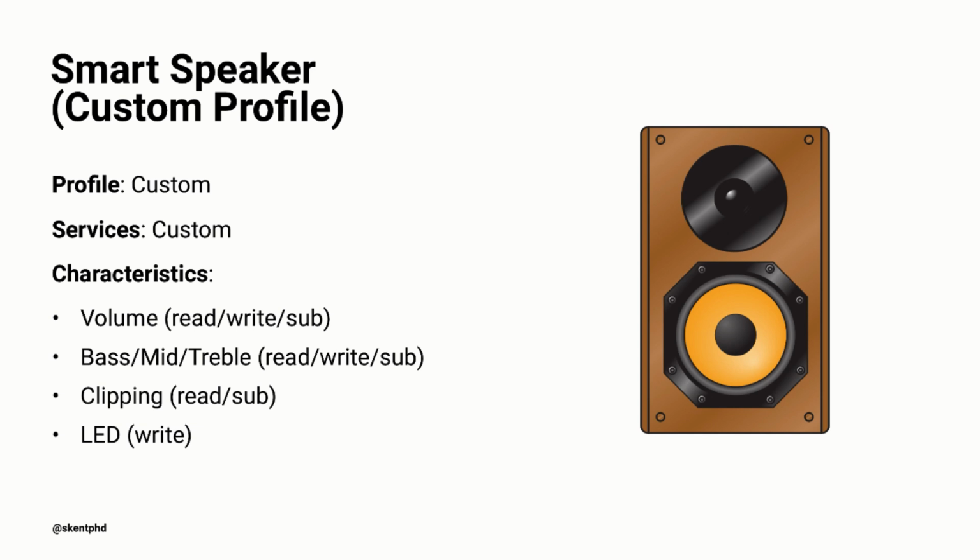So some example characteristics that we worked with on these speakers were the ability to read, write, or subscribe to changes in the speaker volume. The same thing for the equalization bands: bass, mid, and treble. The speaker clipping, so this is when input levels are too high, we had the ability to read or subscribe to. And then we also had control to change the LED settings on the speaker, and we would only have write control to that. So we'd be able to say LED should flash, LED should stop flashing.